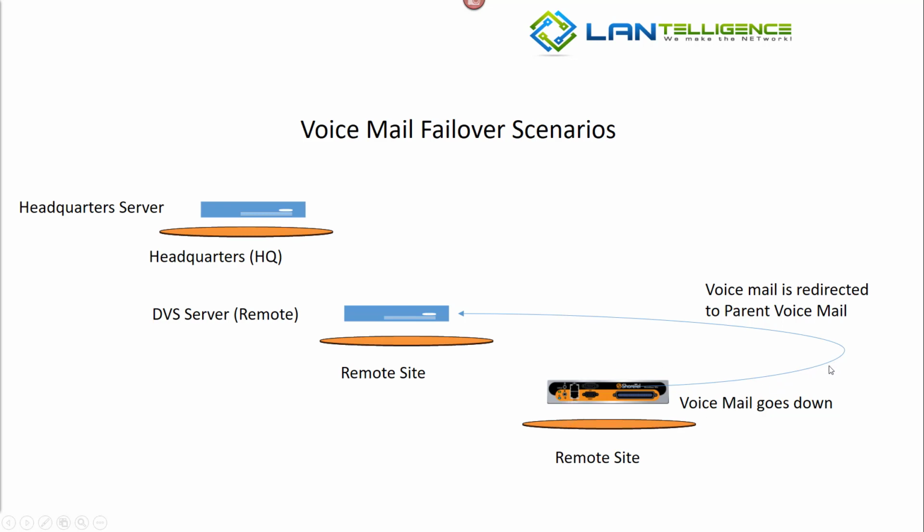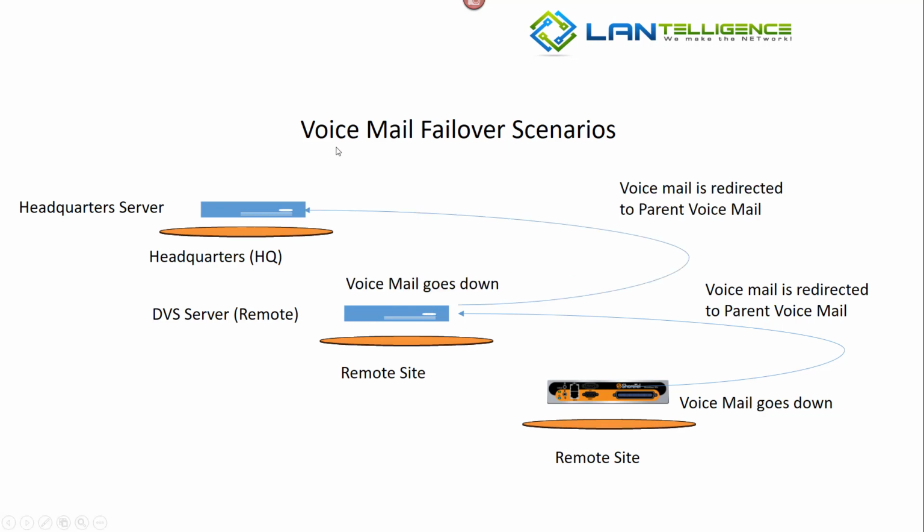So if a call comes in and your voicemail goes down, it'll actually fail up to the remote site, the parent, and it will do what's called store and forward. It's going to store those voicemails and forward it back to your original once it actually comes back up online. But let's say that you had some catastrophic event and your second voicemail went down. That call will actually bounce up to the parent site.